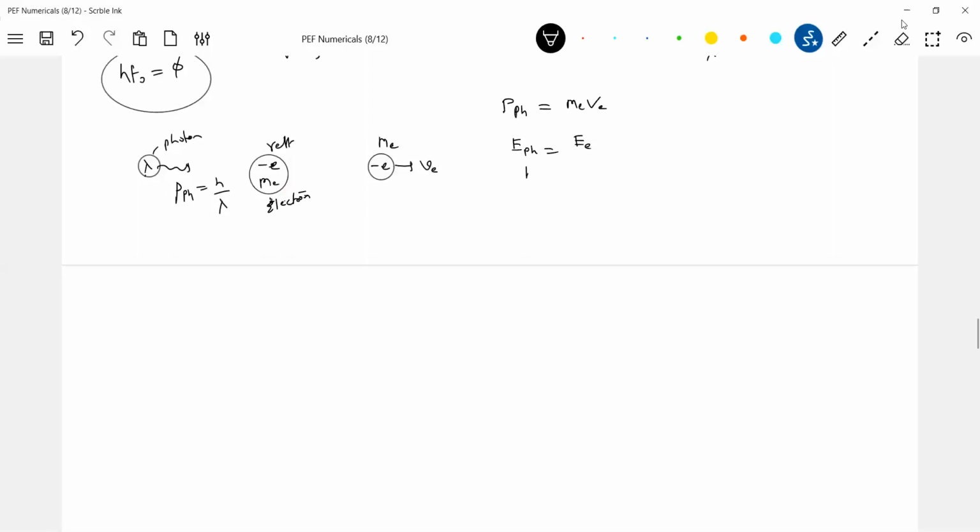What is the energy of photon? hc by lambda. What is the kinetic energy of electron? mv_e square by 2. So what is momentum of photon? It should be h by lambda. In place of h by lambda, shall I write m_e v_e?